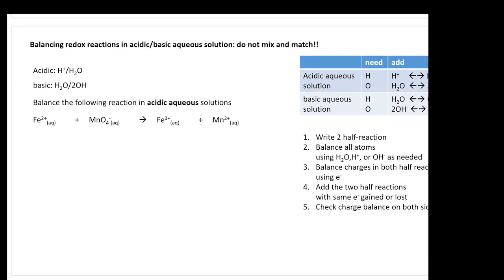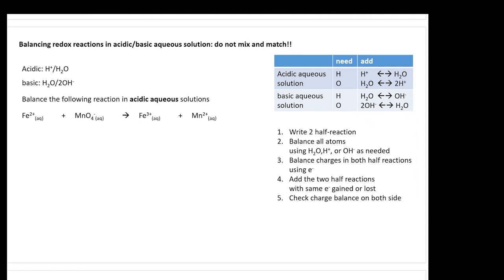So here I summarize all the steps that you need to know. These are the steps that we are going to use. In your questions, it will always tell you whether you are in an acidic solution or basic solution. So the first thing is you need to identify whether you are in the acidic or the basic solution. The reason that is important is because when you balance these equations, the step is to balance the atoms. Then depending on your acidic solution or basic solution, the things you add into your equation will be different.